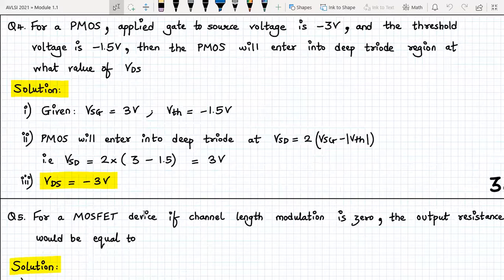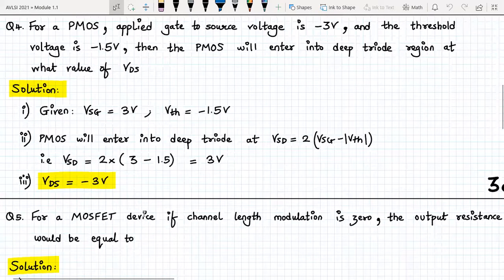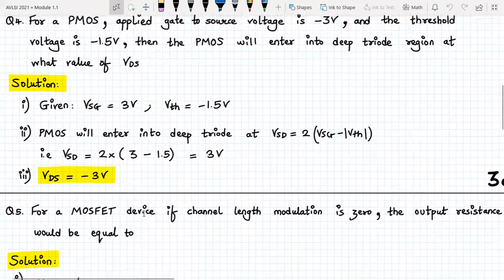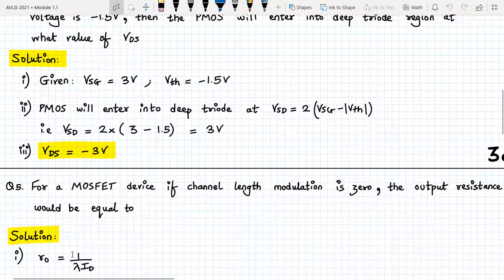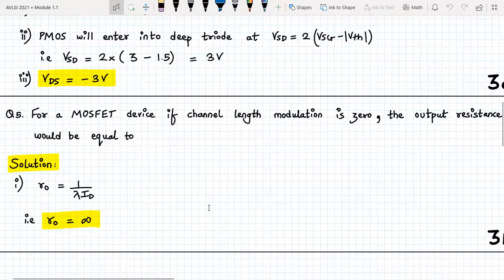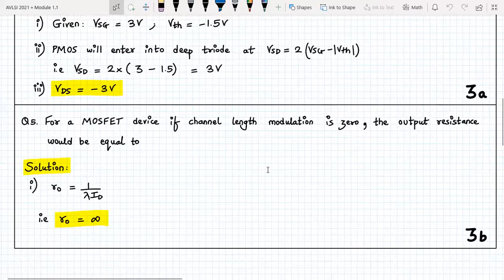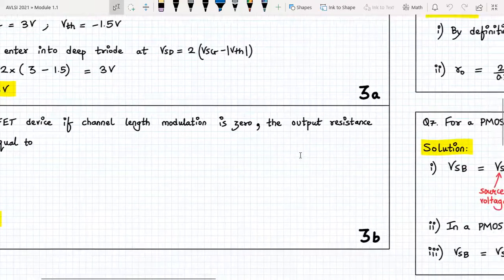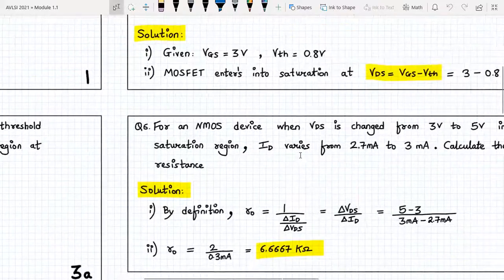Okay, next question is, for a MOSFET device, if channel length modulation is 0, the output resistance would be equal to what? Now lambda is given as 0, and what is the RO formula given by? 1 upon lambda ID, approximate formula. So if lambda value is 0, RO value will go to infinity. Such simple kind of numericals can also be expected in your exams. So this is question number 5. Let's move on to question number 6.